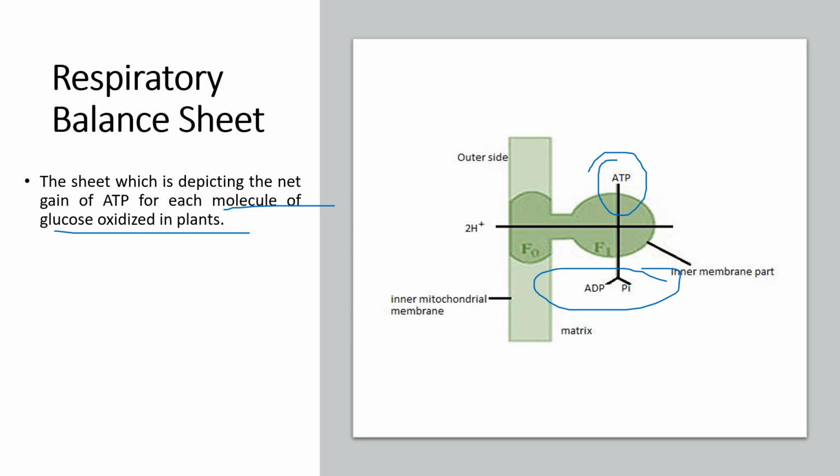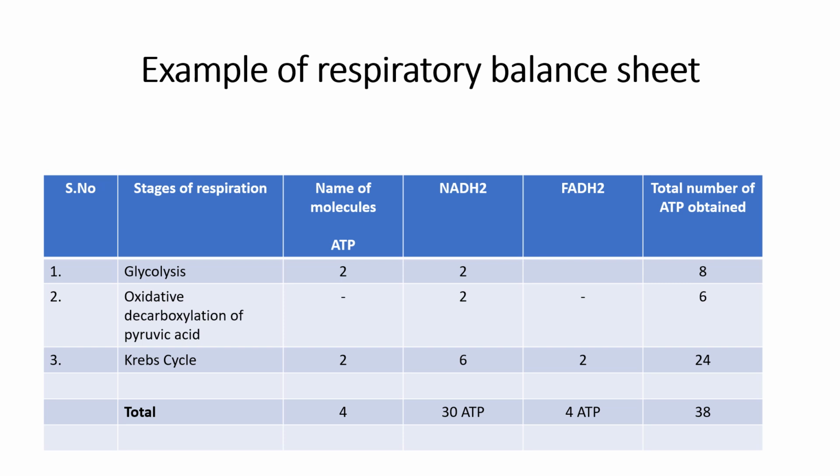We will be giving an example of how the respiratory balance sheet looks. So this is the example of how a respiratory balance sheet looks like. The table is representing the serial number, the stages of respiration, then the name of the molecules. For example, there are ATP, NADH2, FADH2, and the total number of ATP obtained from them.